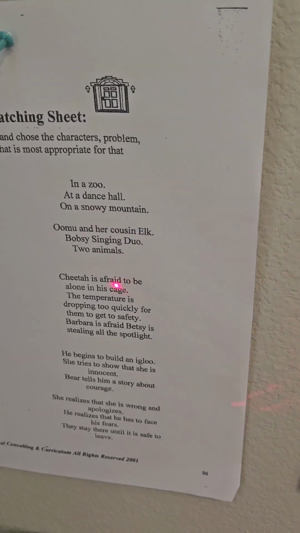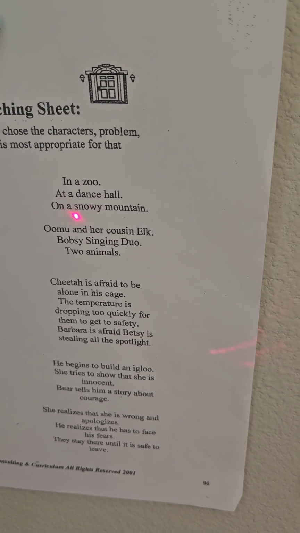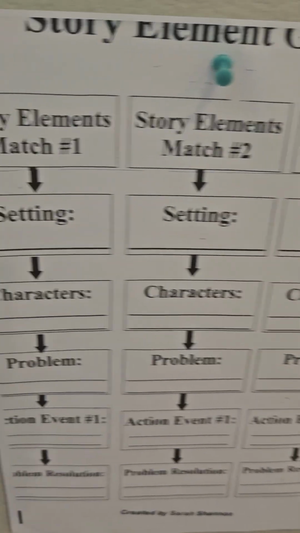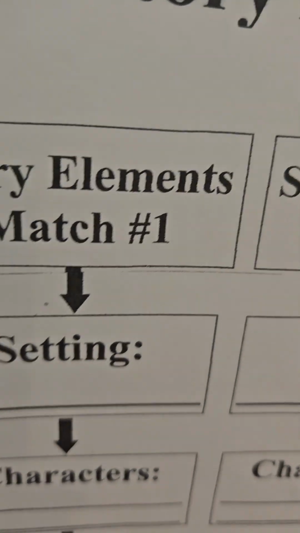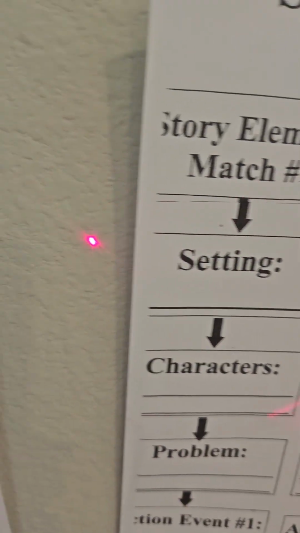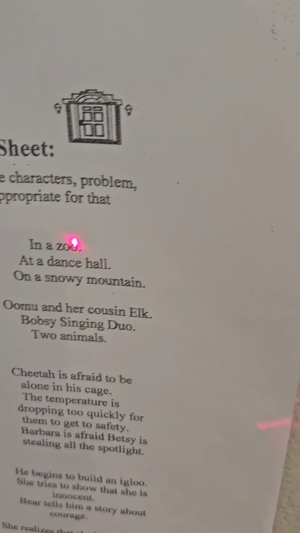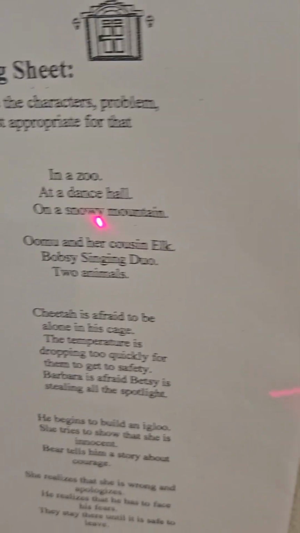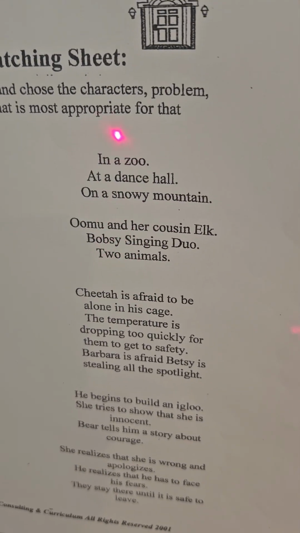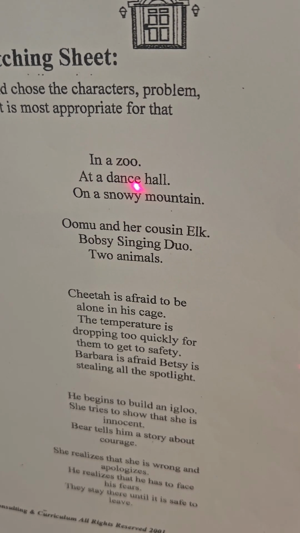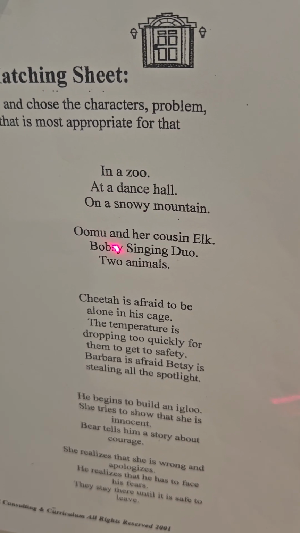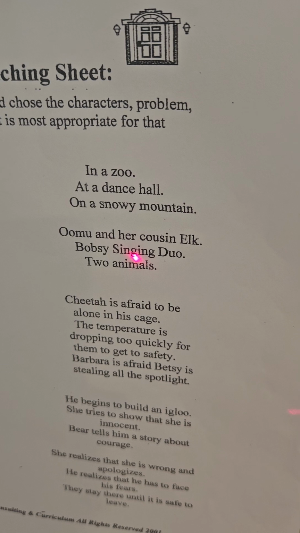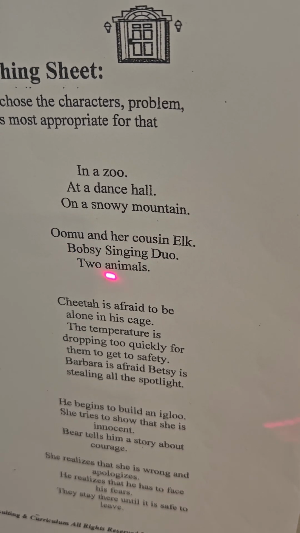This takes different scenarios. These are the settings, 3 settings: in a zoo, at a dance hall, and on a snowy mountain. Students would look at that. This is the first one right here. They would decide which setting is the best setting for this first group of story elements. They would look at the characters and figure out which characters probably fit with that particular setting. In a zoo, would it be Umu and her cousin Elk? Would it be Bobsy singing twins duo, or would it be 2 animals?